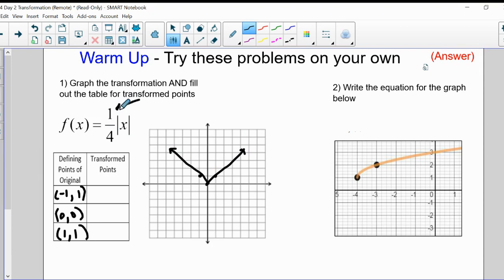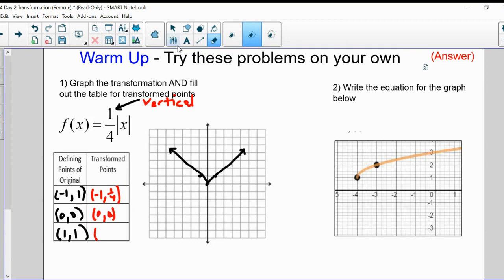Now this 1/4 is a vertical stretch. It's actually shrinking it because it's multiplying all the y values by 1/4. So this is doing something to the y values. That means the transformed points are going to be (-1, 1/4), (0, 0), and (1, 1/4). So our new graph is going to look something like this.